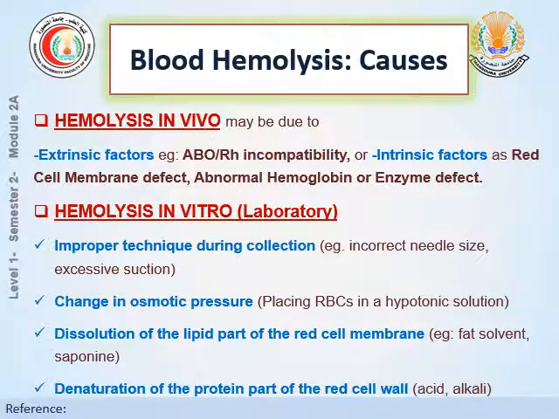Number 2, change in osmotic pressure, like placing RBCs in hypotonic solution. Number 3, dissolution of lipid part of the red cell membrane by fat solvent or saponin. Number 4, denaturation of the protein part of red cell membrane by acid or alkali.